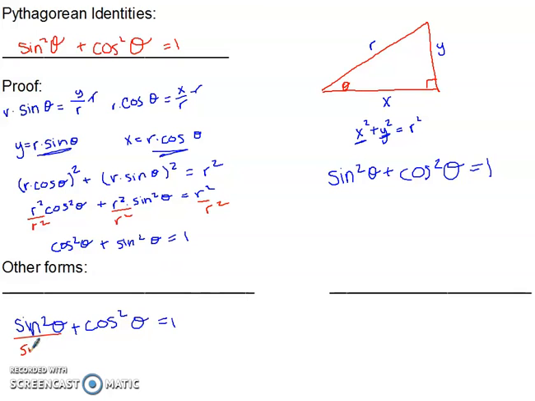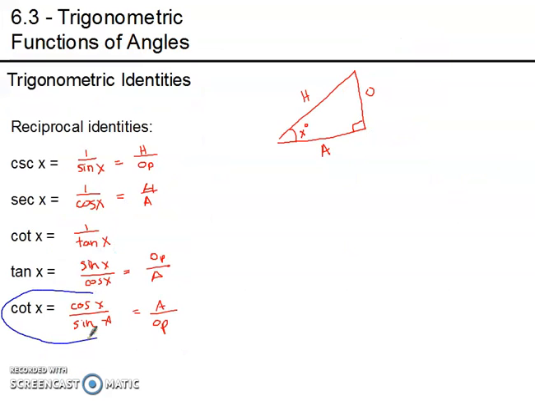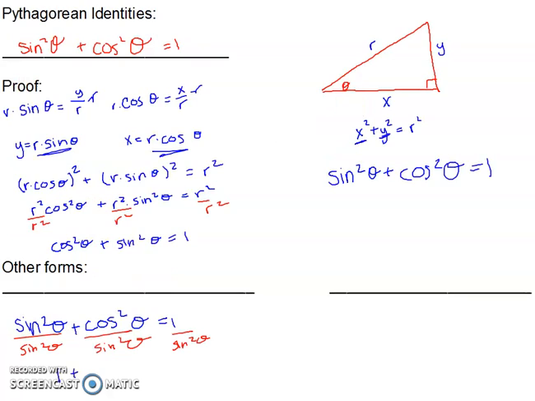So dividing by sine squared everywhere and then simplifying, I'll be writing things in terms of our trig identities. Sine squared divided by sine squared is 1, plus cosine squared over sine squared. If we go back, cosine over sine is going to be our cotangent. So cosine squared over sine squared is going to be cotangent squared of theta, equals 1 over sine, which is cosecant. So 1 over sine squared would be cosecant squared. So another form that we have is 1 plus cotangent squared of theta is equal to cosecant squared of theta.